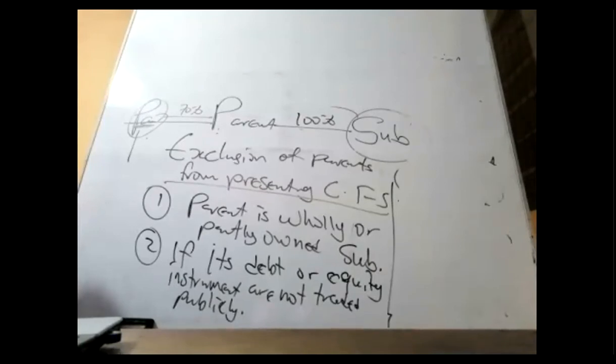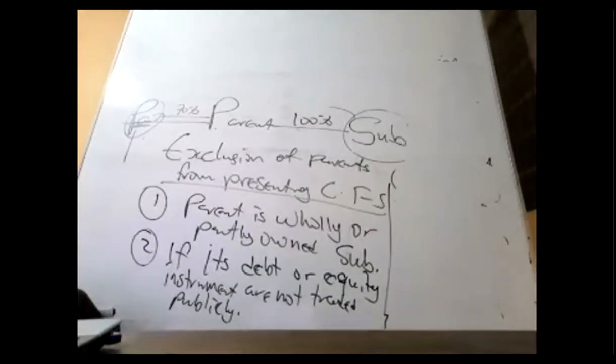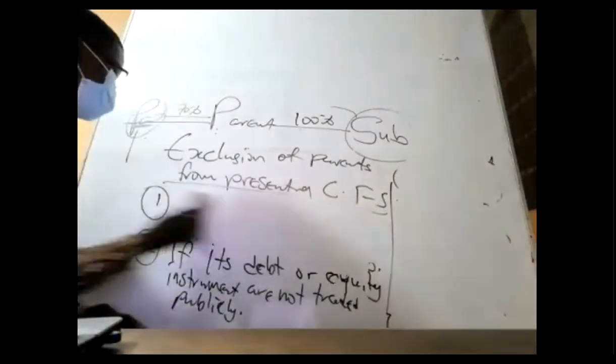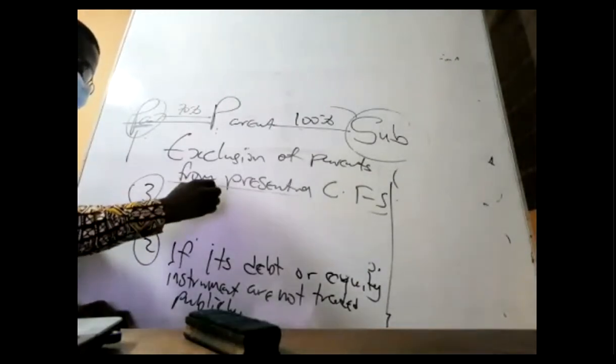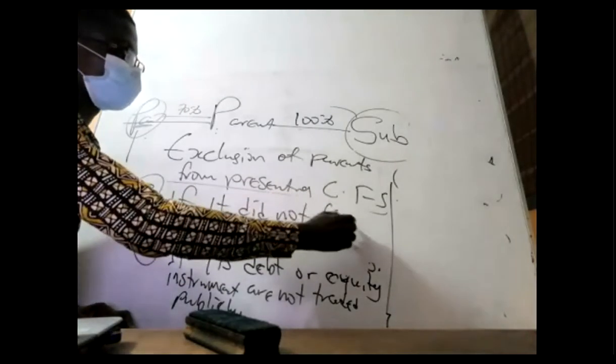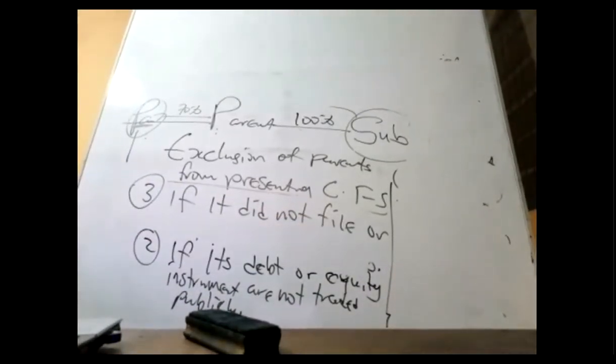Let's go to point number 3. Point number 3 says that if it did not file, so let me write point 3 here. If it did not file, or it is not in the process of filing.